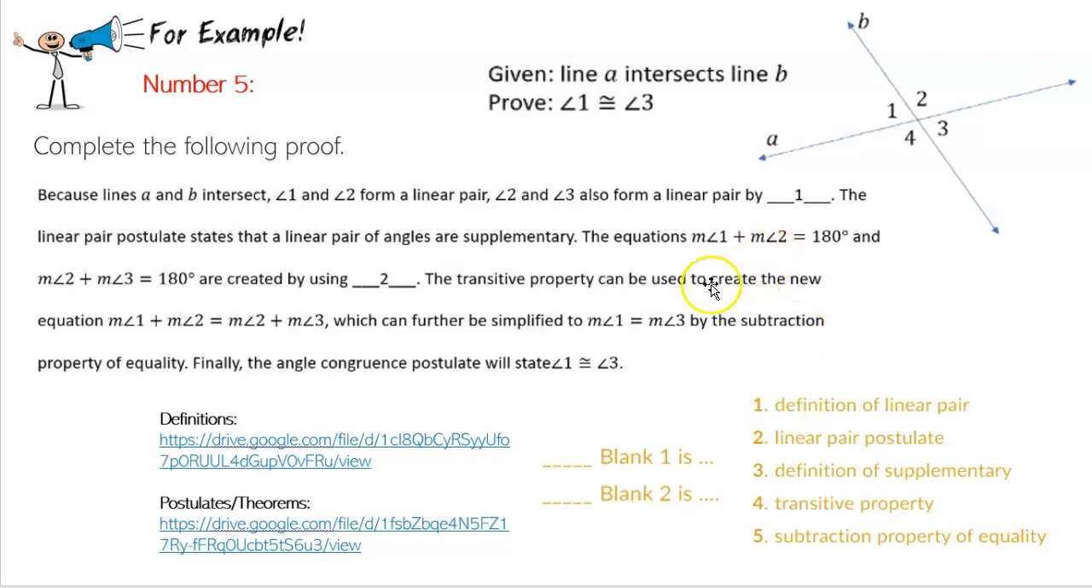The equations measure of angle 1 plus the measure of angle 2 equals 180 degrees. Measure of angle 2 plus the measure of angle 3 is also 180 degrees, are created using the definition of supplementary. So you see that 180 degrees, you should be looking for the word supplementary. Now you can read through the rest of the proof, but we did not use the transitive property, they talk about it down here. Subtraction, we haven't subtracted. So number 1 is definition of linear pair. Number 2 is definition of supplementary.